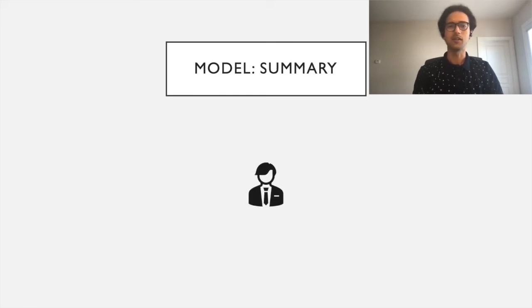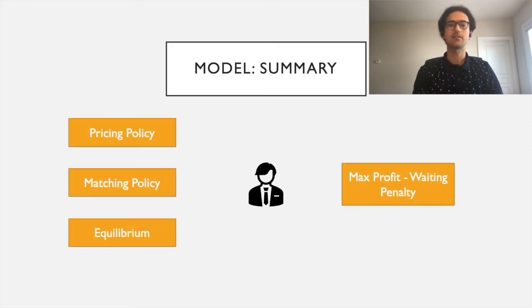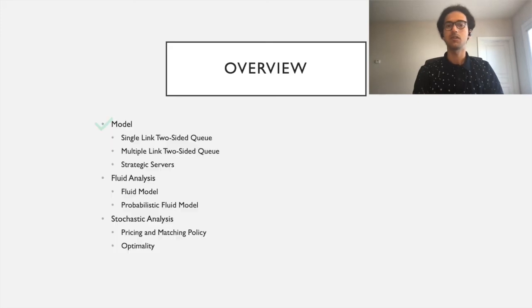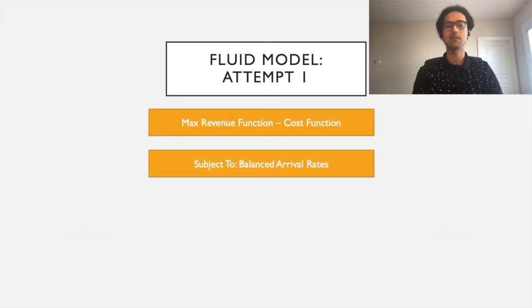To summarize the model, we have a system of multiple linked two-sided queues with strategic servers. The system operator needs to design a pricing and matching policy that ensures equilibrium and also maximizes the net profit. Now, we'll solve this problem by first considering the fluid model. We will begin our discussion by considering the classical fluid model considered in the literature, where the stochastic quantities are replaced by their expectations.